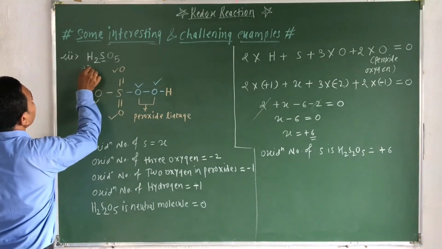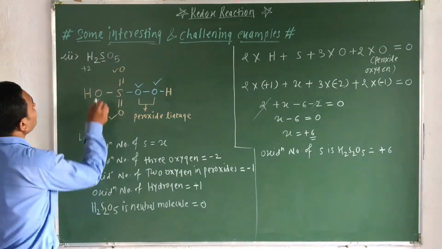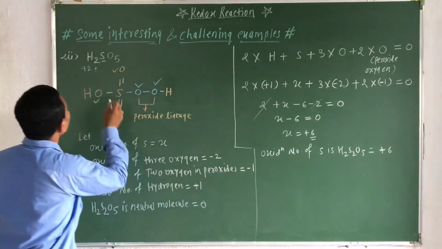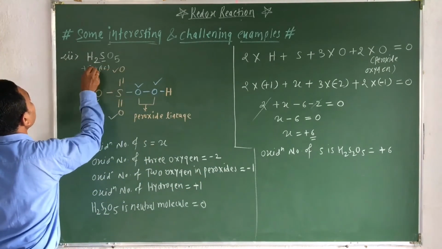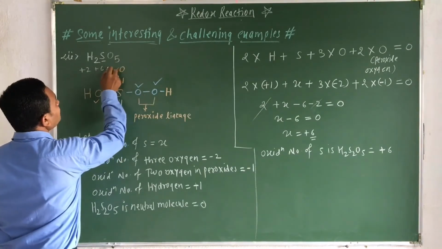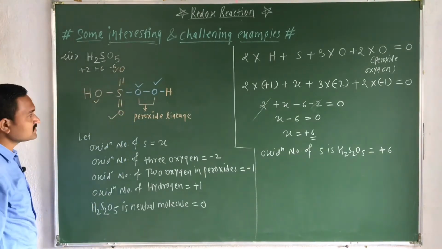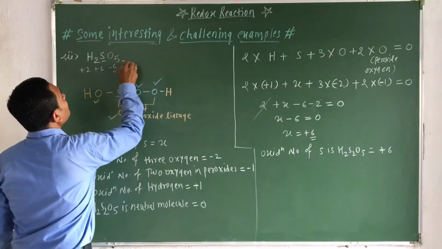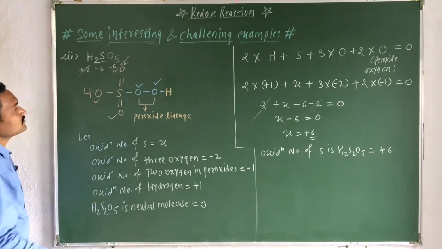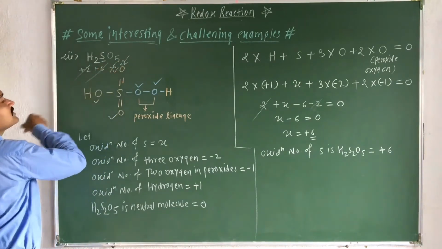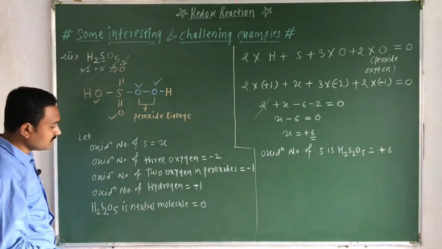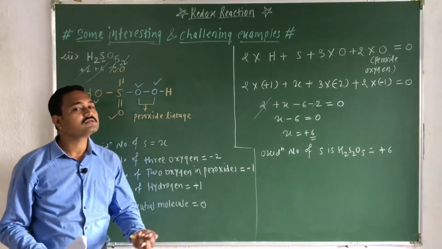So here we are going to consider +2. Okay, plus sulfur, how much we have calculated? Plus 6. Okay, and for 5 oxygen atoms, 3 have a -6 value while 2 have a -2 value. So -2 plus 2 cancel out, -6 plus 6 will cancel out, and hence this whole molecule is neutral in nature. So this is your simple method.